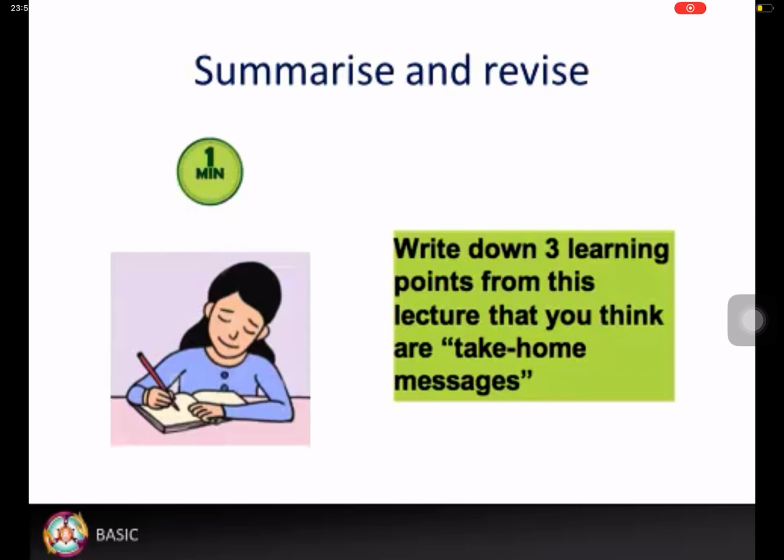Okay, before our final summary, I would like you to write down 3 things that you learned from this lecture that you think are important messages, perhaps things you would tell a colleague who hasn't heard the lecture. I'll give you a minute.